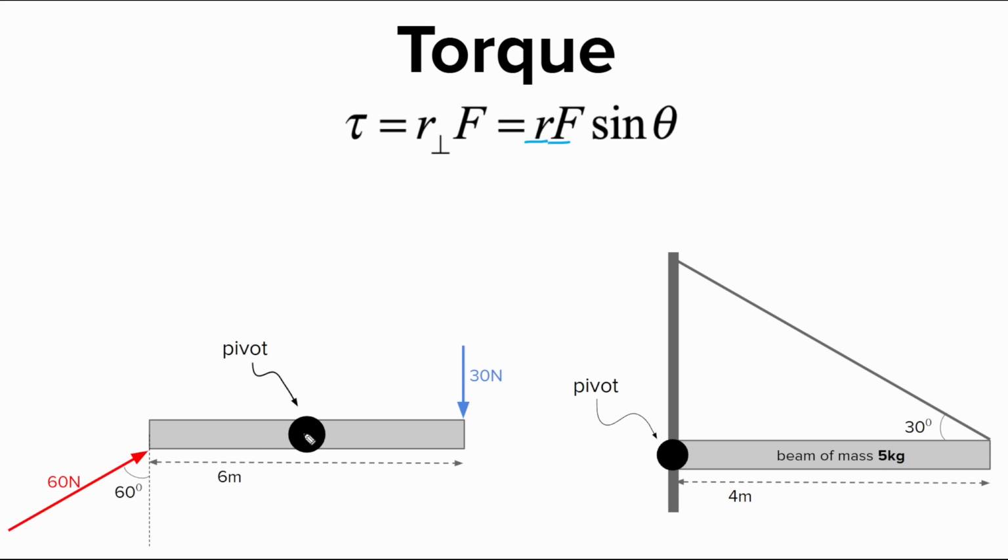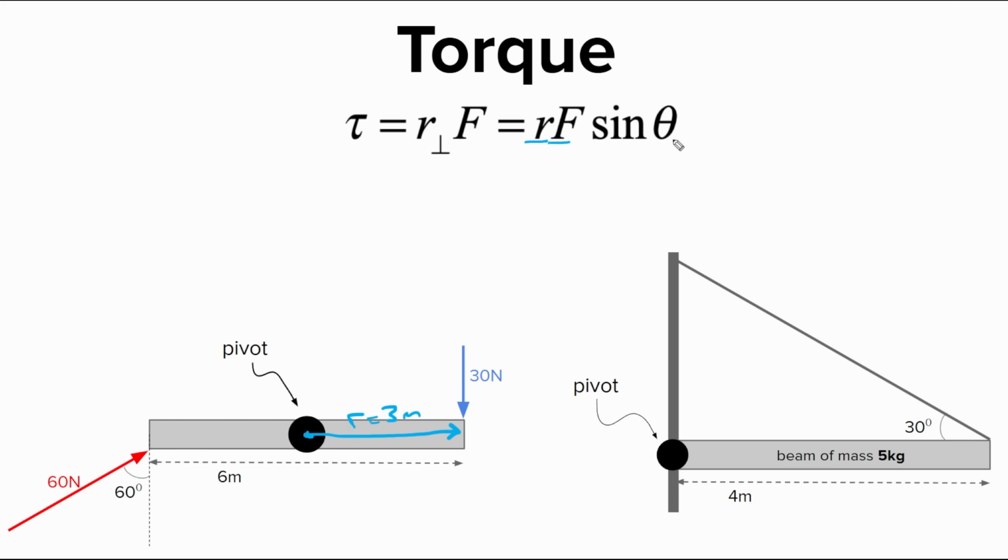R is from the axis to where that particular force is applied. And this can be different for each force. So you draw it from the axis to where the force is, a little arrow. This is R, and the R for this 30 Newton force is going to be 3 meters, because if this whole thing is 6, half of it, if we're assuming this is the middle, it's going to be 3.